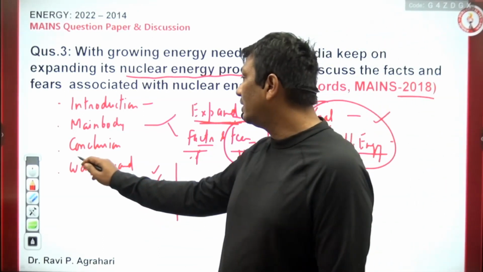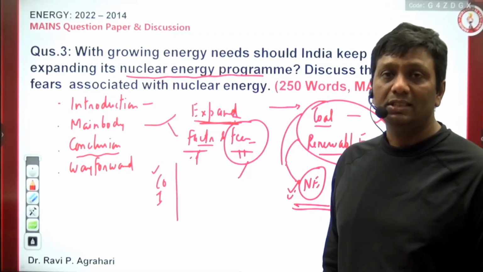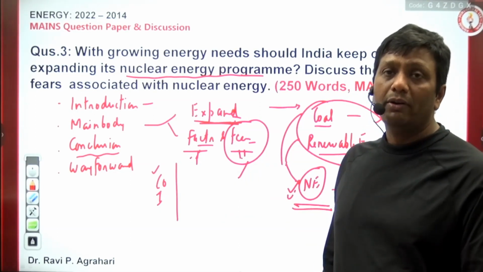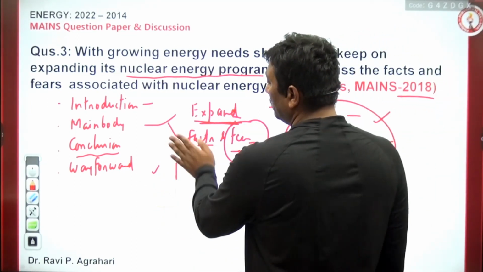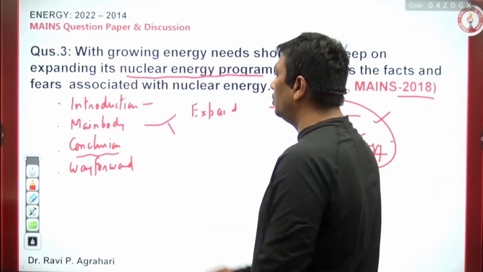What is there in the case of the conclusion? I hope you understood the facts and fears here. Chernobyl and Fukushima are examples you can write, as part of nuclear energy. Now you go toward the conclusion. For the conclusion, I always told you, guys, start from the negative and go toward the positive.